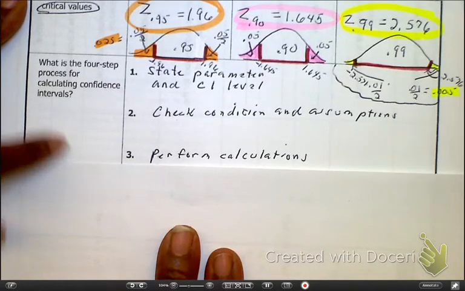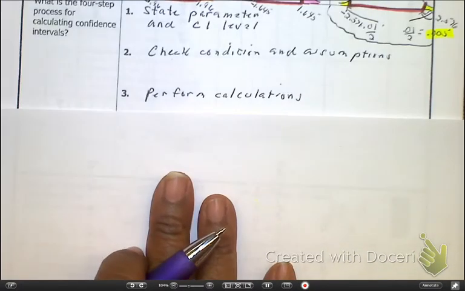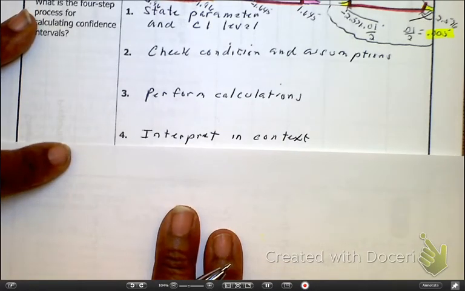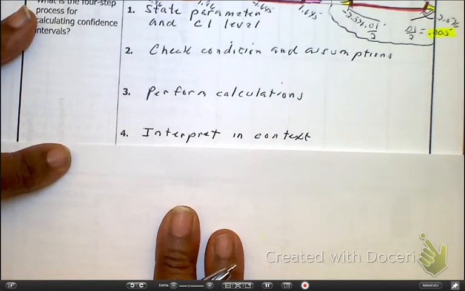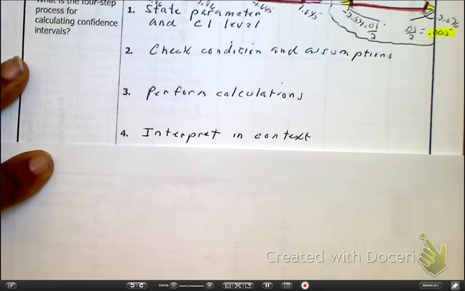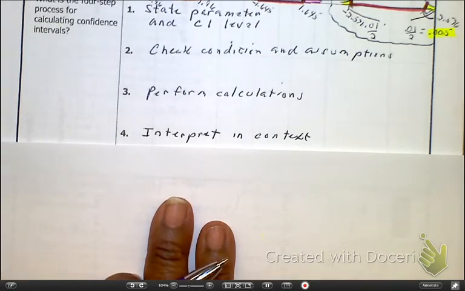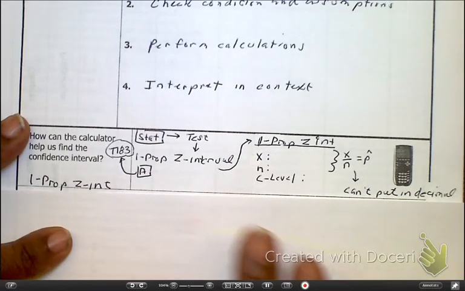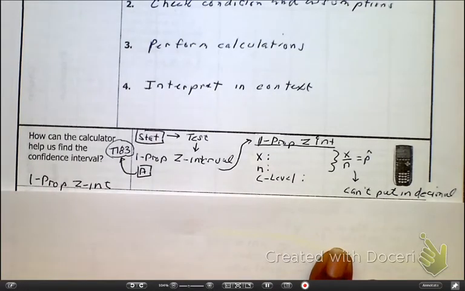Perform the calculations is literally just doing your confidence interval and interpreting in context. That's not a surprise, is it? So now we can do this in the calculator, and I'm just going to give you guys the instructions for the calculator, but I'm going to have you guys do it by hand, and then tomorrow in class and on the next video, we will literally do it in the calculator.